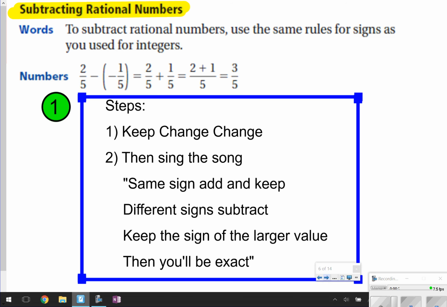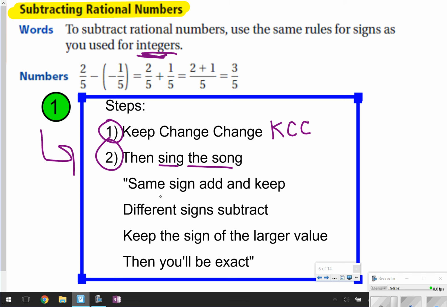So the first thing you need to understand about subtracting rational numbers is when you subtract them, you use the same rules as you use for integers. So remember when we did lesson 1.3 a while back, those are the same steps that we're going to use. The first thing you need to do is keep, change, which is your KCC, and then sing the song. You already wrote down the song yesterday, so really the only 2 things you need to write down are step 1 and step 2. If you'd like to jot down the song again, you're more than welcome. But just keep in mind the song gives you those rules.